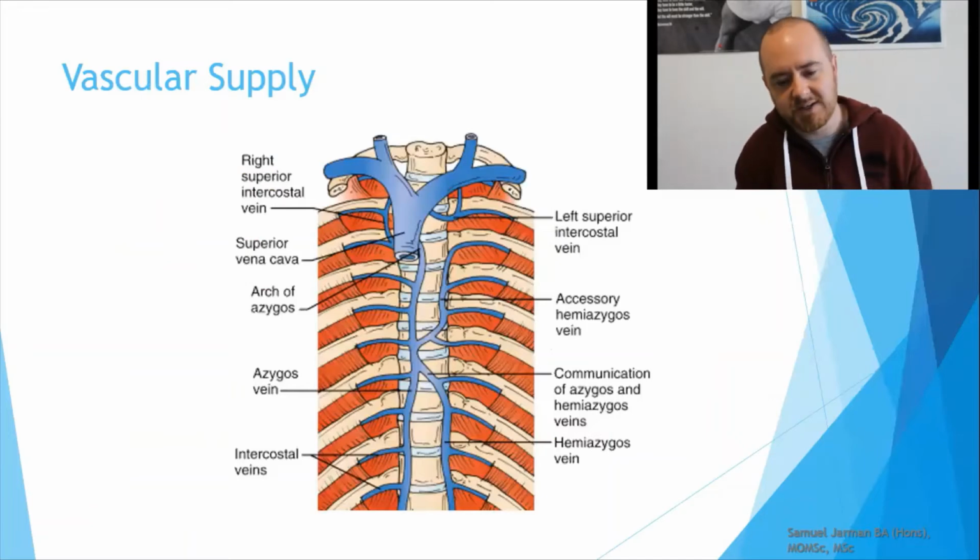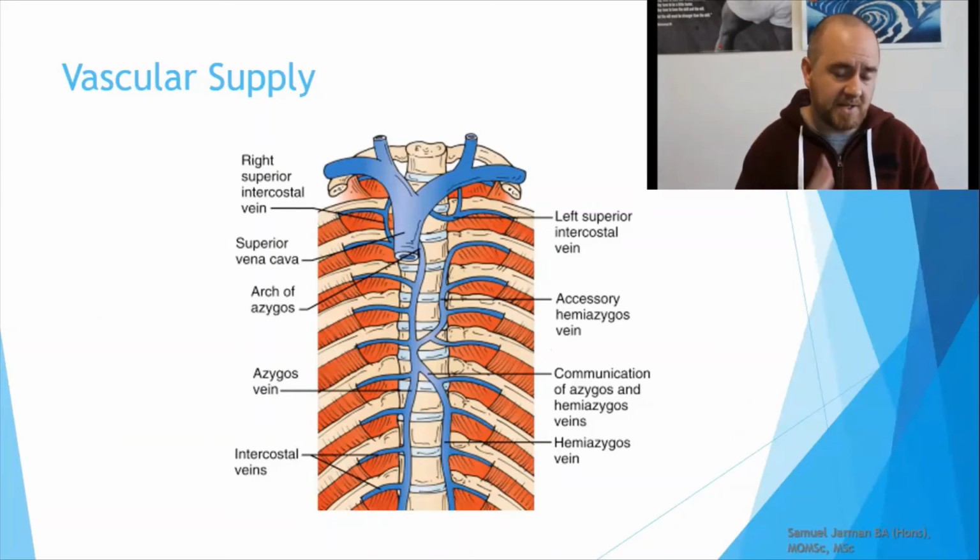Then the azygos system, as far as drainage with respect to the intercostal circulation, as well as some of the abdominal circulation or the abdominal wall circulation. The right side is the azygos vein, the left side being the accessory hemiazygos and the hemiazygos.